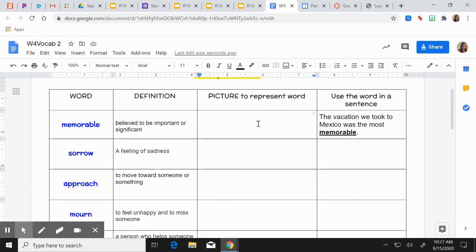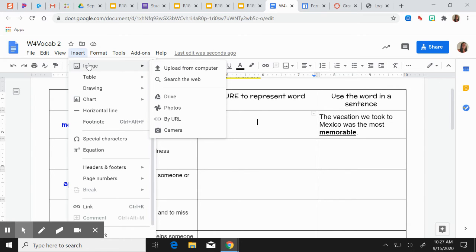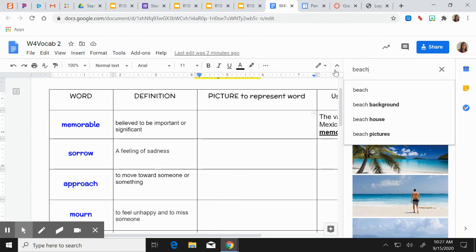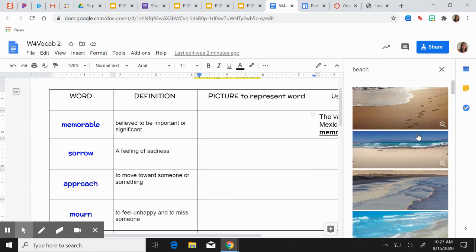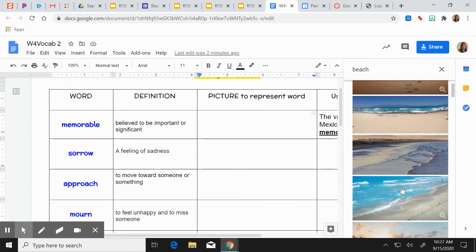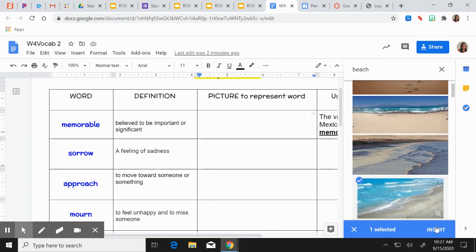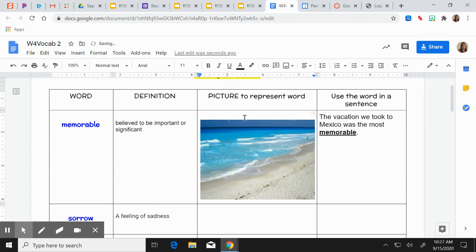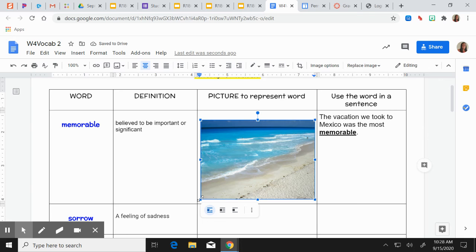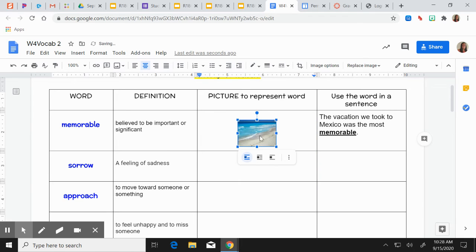Now, don't forget, the easiest way to do this is to put your cursor in the box here, go up to Insert, Image, search the web, and then all of these will come up. And since I'm going to use a picture that helps me remember this word by the vacation or the sentence that I used, I decided to type in beach. And then I have all these come up here. I'm just going to click on one that I really like. I like that blue water. So I'm going to insert it in this box and it will come up. Now it makes it very big. You might want to resize it just so it doesn't take up a ton of room on your page here, okay? So that's how you insert a picture.